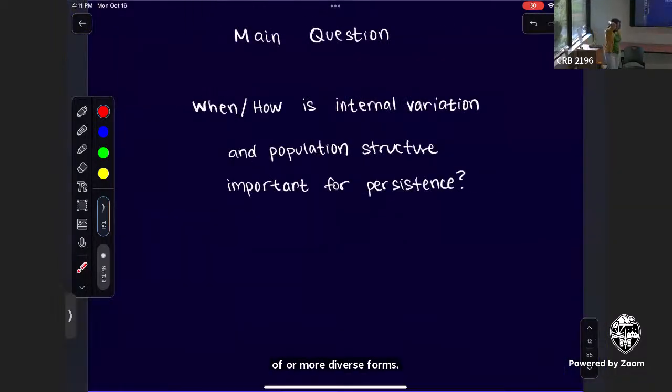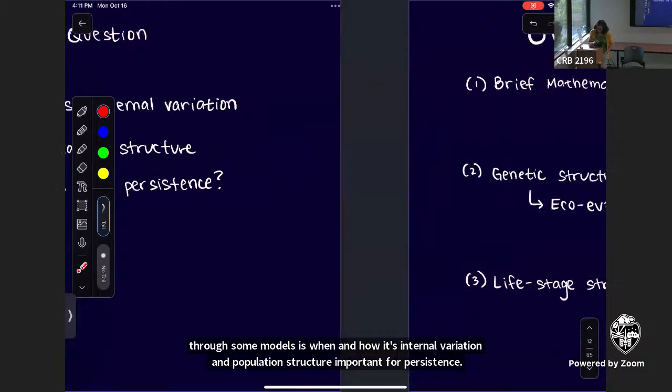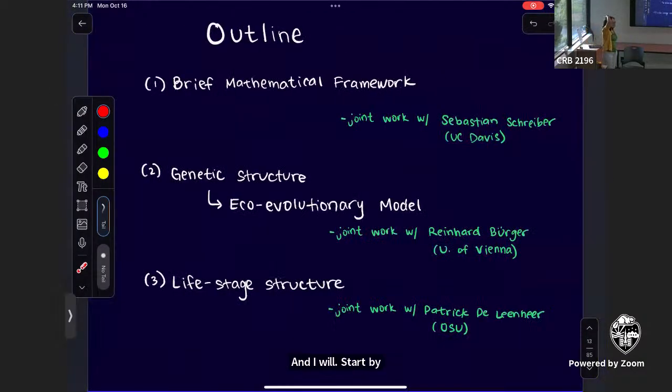So the main question that I will talk about today through some models is: when and how are internal variation and population structure important for persistence? I will start by giving a brief mathematical framework of how we think about complex ecological interactions while accounting for variation within species. That's work with Sebastian Schreiber from my thesis. Then I will present two specific examples of models. One of them is a genetically structured, eco-evolutionary model, and I'll talk about some of the interesting feedbacks between ecological interactions and the underlying genetics within one of the species.